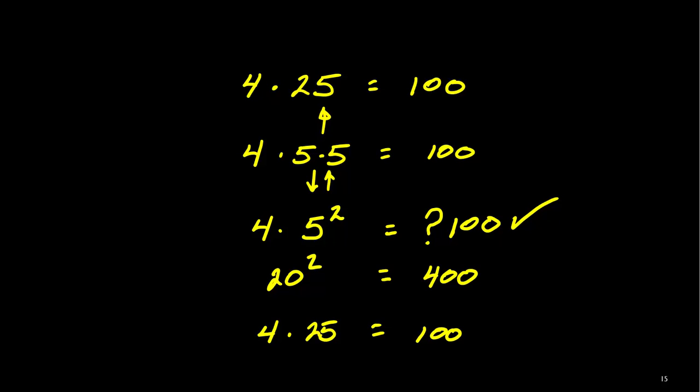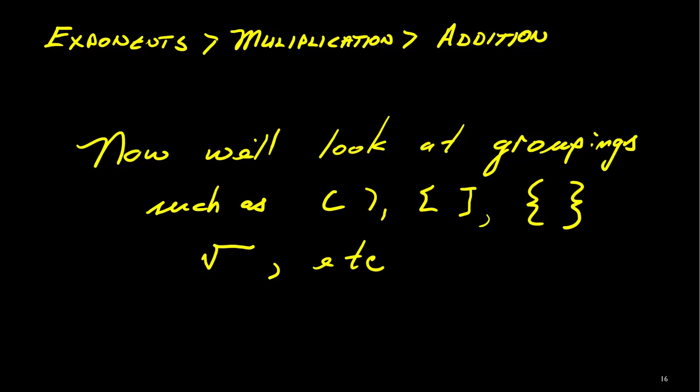So what we've just shown is that exponents have a greater priority than multiplication. So far, what we've shown is that exponents have a greater priority than multiplication, and multiplication has a greater priority than addition. Okay, moving right along, we'll now look at groupings such as parentheses, brackets, curly brackets, square roots, cube roots, and other types of groupings, either explicit or implicit.